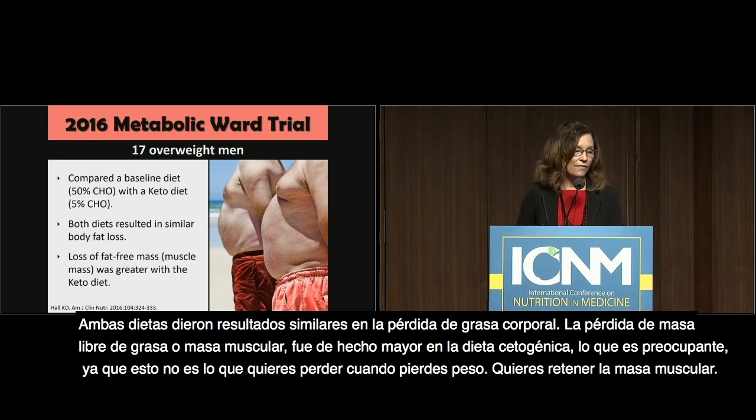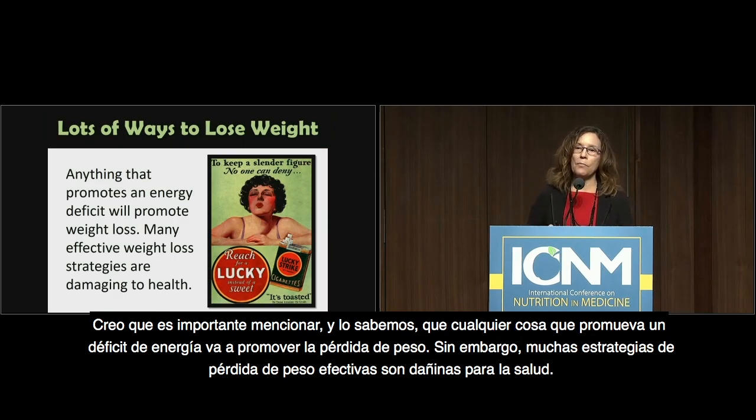The loss of fat-free mass or muscle mass was actually greater on the keto diet, which is really quite concerning because that's not what you want to lose when you're losing weight. You want to retain your muscle mass. And I think it's really important to mention here that anything that promotes an energy deficit will promote weight loss. Many effective weight loss strategies, however, are damaging to health.